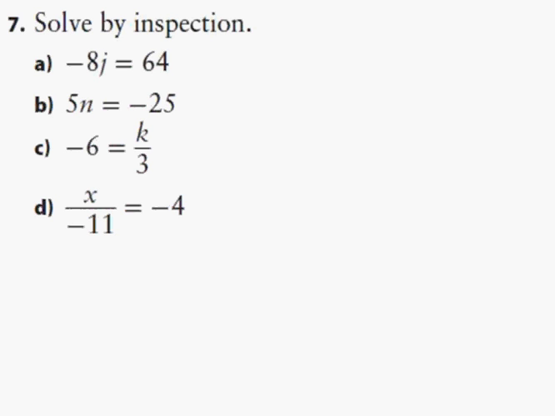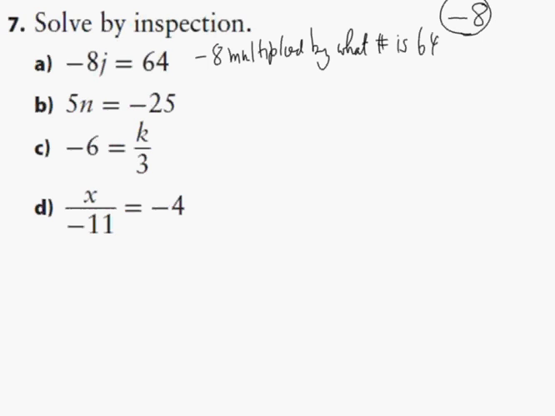So this says negative 8 multiplied by what number is 64. So the two things I know: negative 8 times what type of number would be a positive? I know that the first thing is that it's negative. And the second thing I know is that 8 times 8 is 64. So therefore, the solution has to be negative 8. I know that a negative times a negative is the only way I get a positive answer.